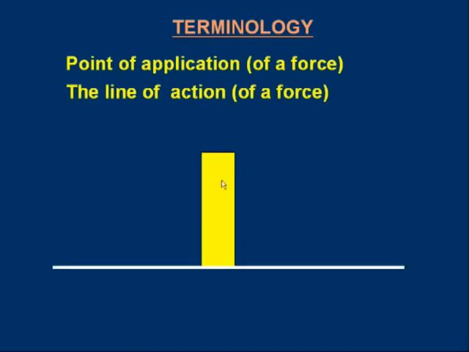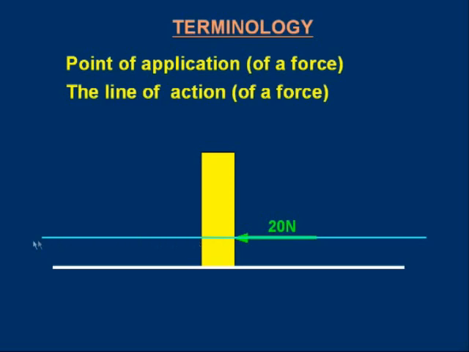Now, there's this block resting on the ground. We apply a force on it, 20 newtons to the left. The point of application is this point where the force is applied. It's pretty obvious. What about the line of action? It's a line which passes through the point of application and goes in the same direction as the force. This is the line of action and extends indefinitely to the right.